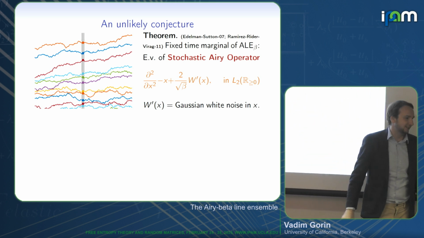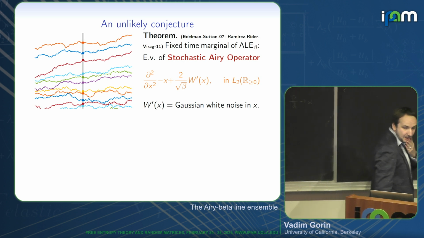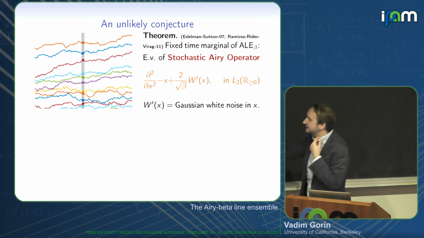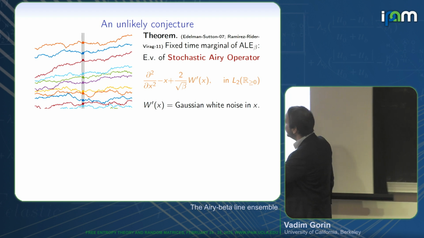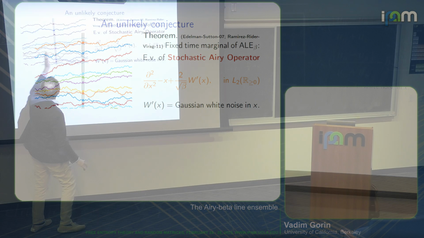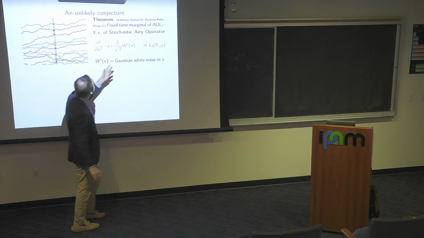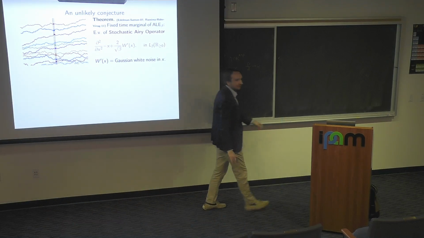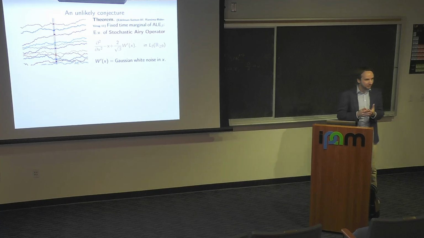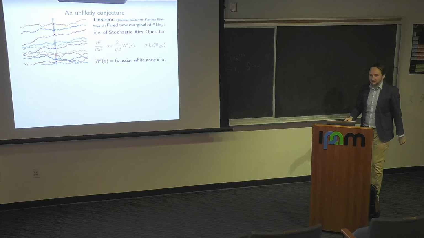That's just a prefactor 2 over square root of beta. So that works for fixed time. Now, we have not a fixed time. We have a whole process which evolves in time. So you kind of want to add a time dimension somehow to this white noise. And the question would be, is there a way to do it somehow?